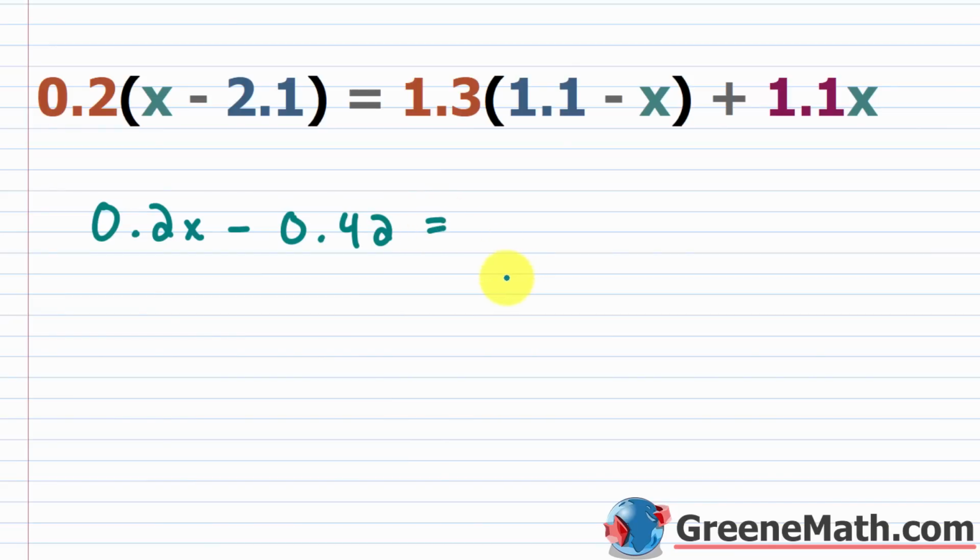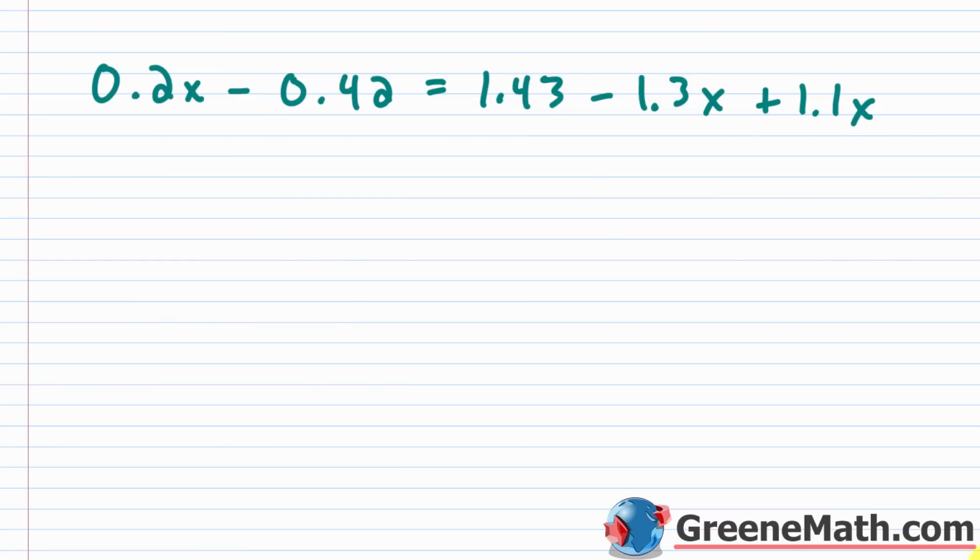And this equals, you're going to have 1.3 times 1.1. That's going to give you 1.43. And then minus 1.3 times x is 1.3x. And then plus 1.1x. And if you want to, you can clear all the decimals. Again, I usually don't do this because we work with calculators anyway. But let's just go ahead and do it for the sake of completeness.